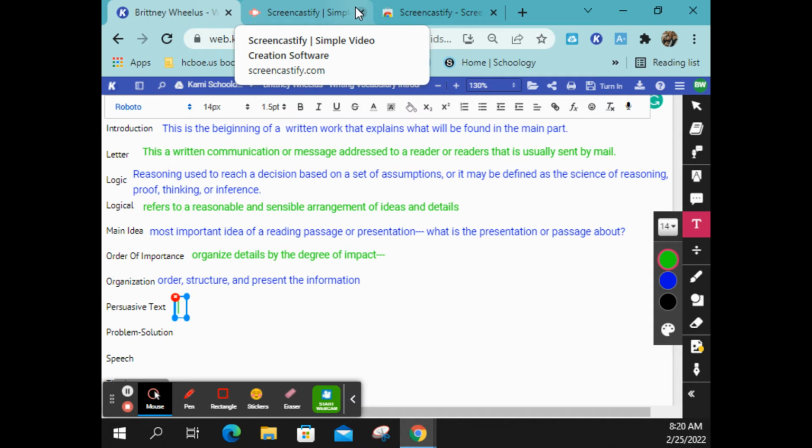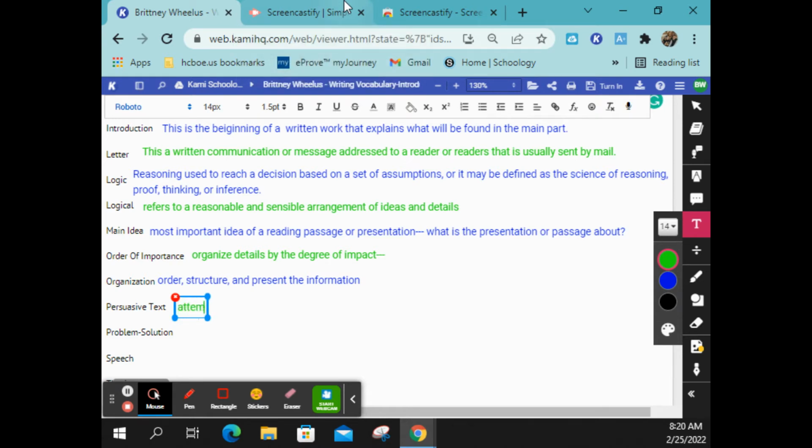Persuasion is when you try to get someone to do what you want them to do. Okay? Now, this attempts to convince a reader to adopt a particular opinion or course of action.